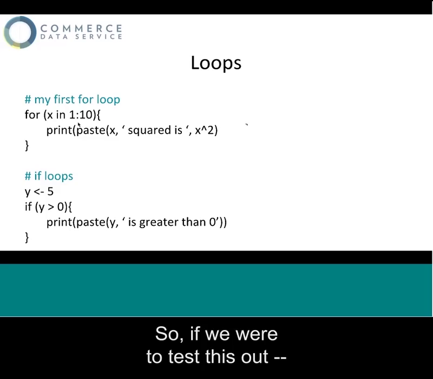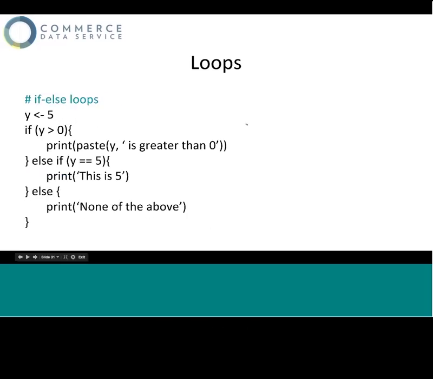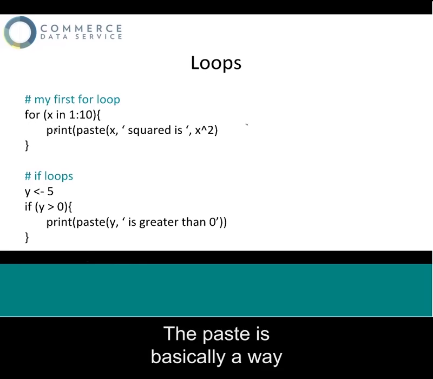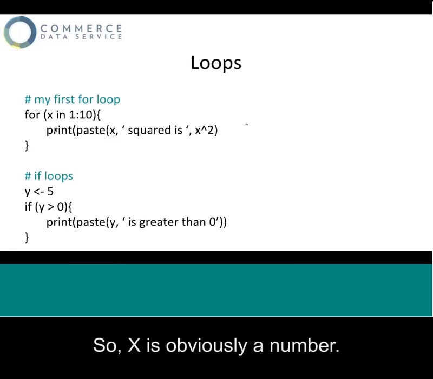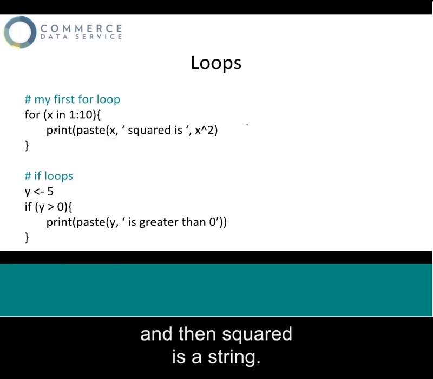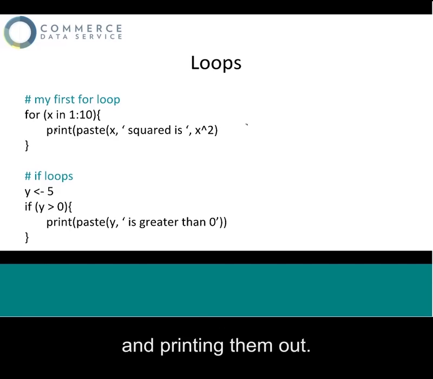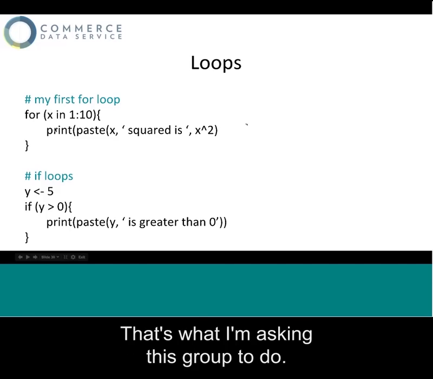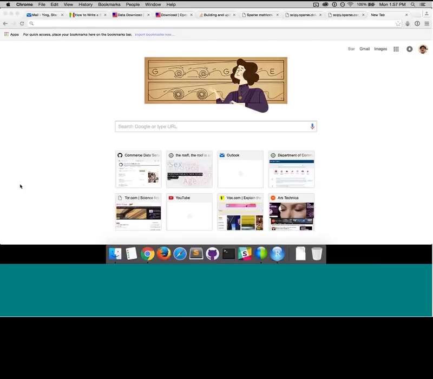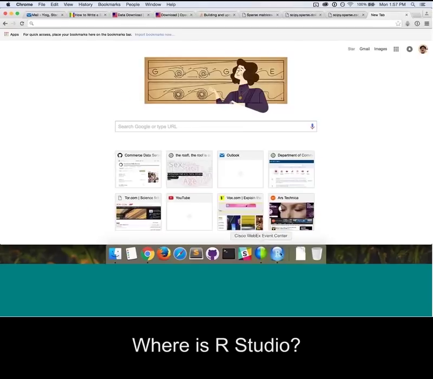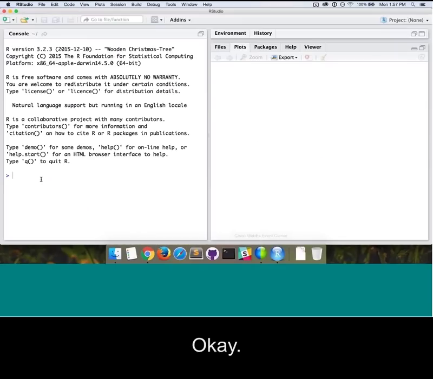So if we were to test this out, I'll get to that. Paste is a way of combining different elements into a string. So x is obviously a number, 1 through 10, and squared is a string. What we're doing is pasting those together and printing them out. That's what I'm asking this loop to do. So let's test that out in RStudio.